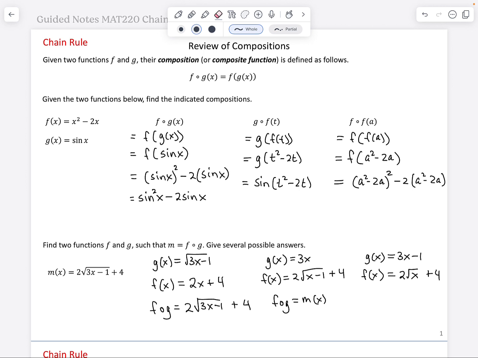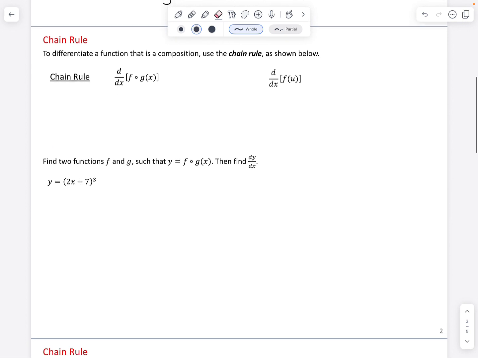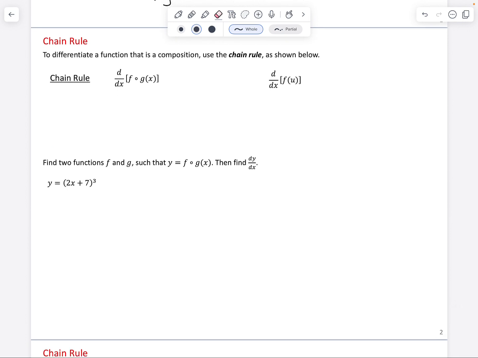But the one way to do this that's going to be most helpful for us will be this third case. The reason being is because this function we know how to differentiate, and this function we know how to differentiate. And that will be important in order to apply the chain rule, which we'll talk about on the next page. Moving on.